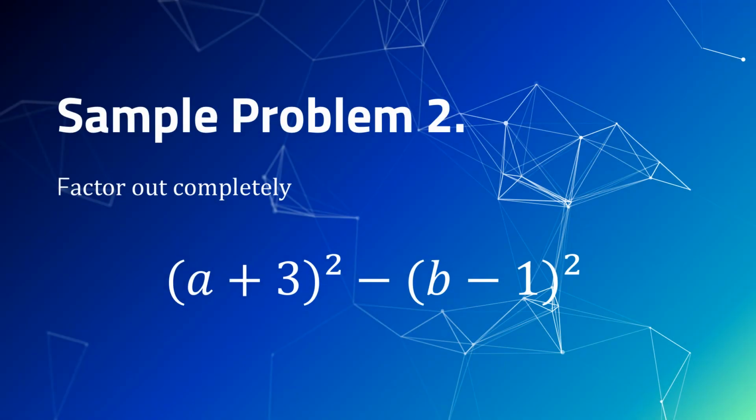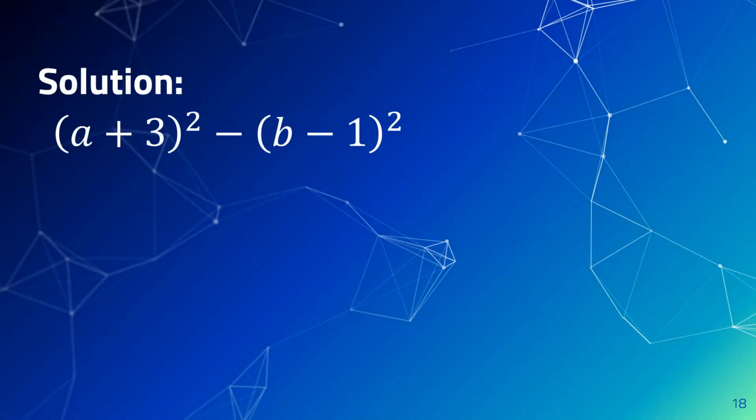Factor out completely. So as you can see, you have here two binomials which are both squared, but they are actually perfect squares, because finding the square roots of these two terms, you can get a number which is a square root. The quantity a plus 3 squared minus the quantity b minus 1 squared. Okay, you don't need to expand these two terms, but you can represent a plus 3 and b minus 1 using different variables.